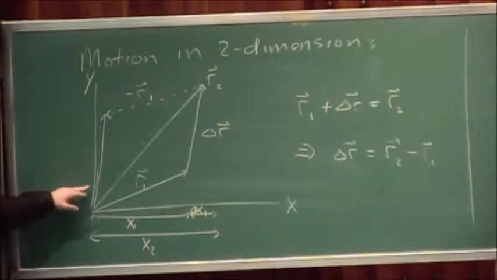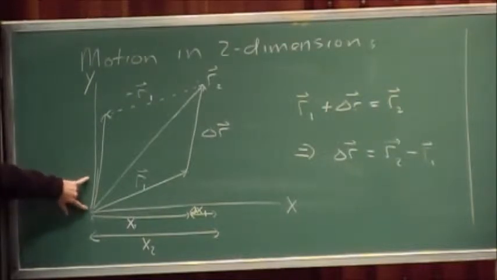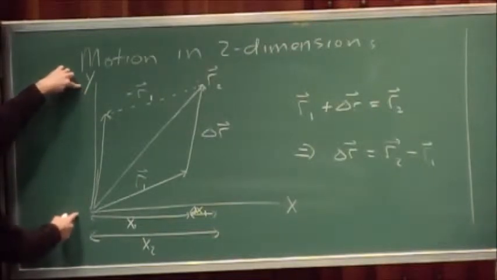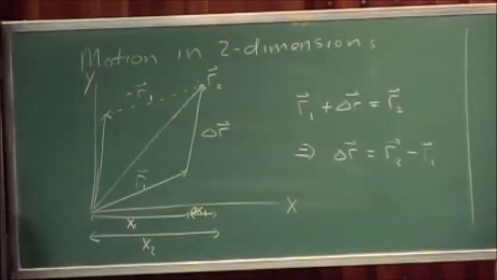Similarly, I can do it along the y-axis. I can find this component along the y-axis for R1 as being y1, the component for delta R being delta y1, and the component for R2 being like this. And so we can see that delta y is simply y2 minus y1.